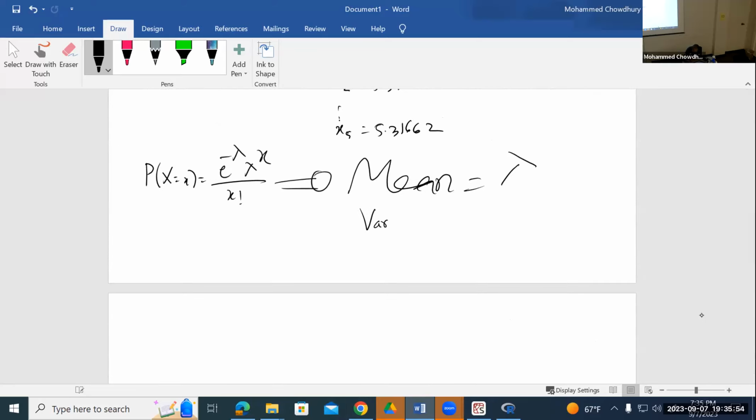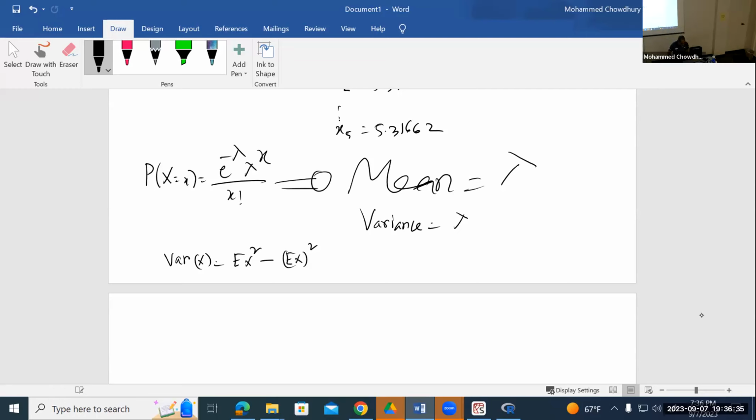Variance equal to lambda. So variance formula equal to what? Variance of x equal to expected value of x square minus expected value of x whole square. Poisson distribution you can use when your response variable has approximately same mean and variance. Understand? Poisson regression model you can use when your response variable has approximately same mean and variance.